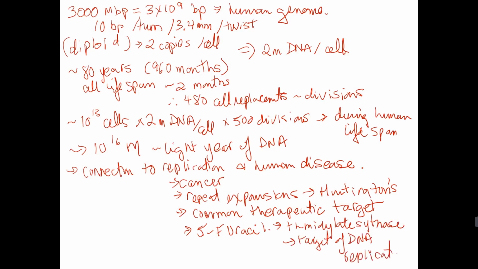So if you're inhibiting an enzyme that is producing a central precursor for DNA replication, you know the real target for 5-fluorouracil is the DNA replication process. So again, it's an interesting process, and it's very important on a cellular level. And those are those connections to human health and disease.